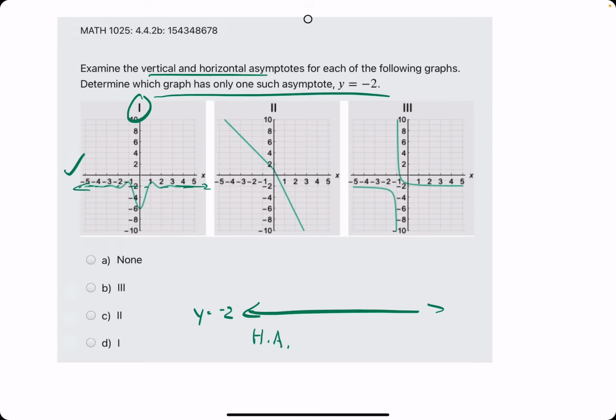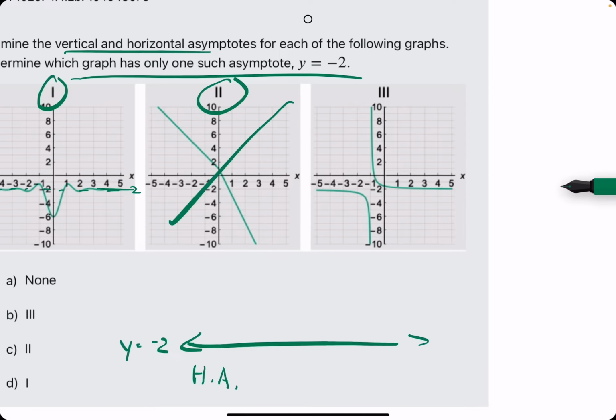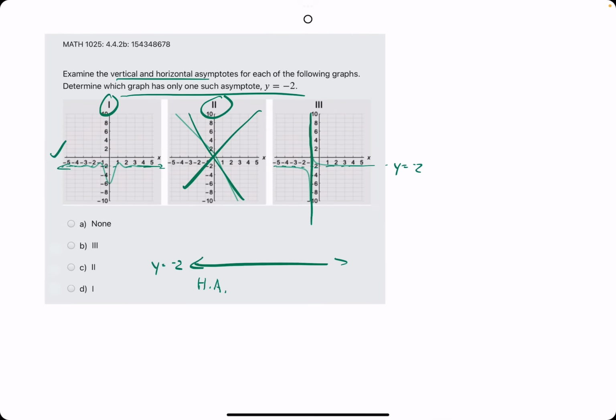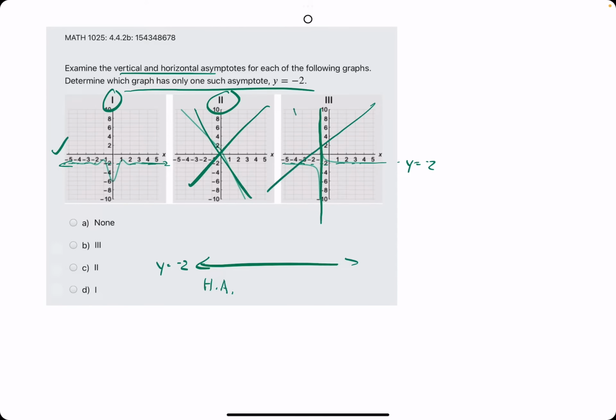And in this case, 1's looking pretty good. And 1 also does not have any vertical asymptotes, no splits in the graph. Number 2, this function's just doing its own thing. There's no asymptotes at all in this case. There's no leveling out. There's no splits in the graph. 2 is out of here. Number 3 has the horizontal at y equals -2. However, it also has the vertical asymptote at, I don't know, x equals -1. And so the only graph that has just one asymptote, y equals -2, is number 1.